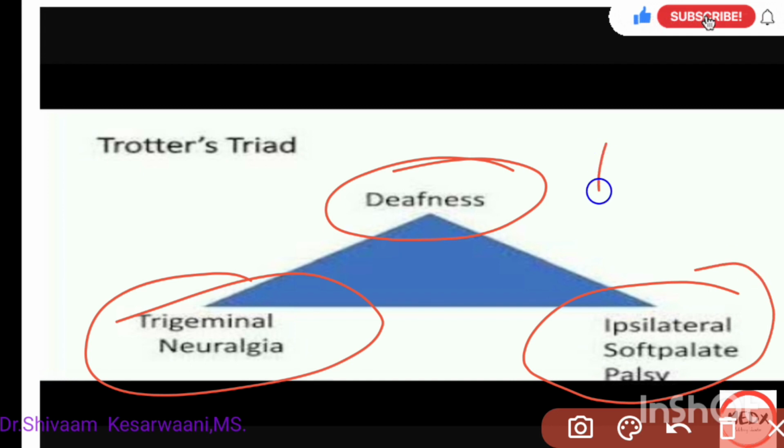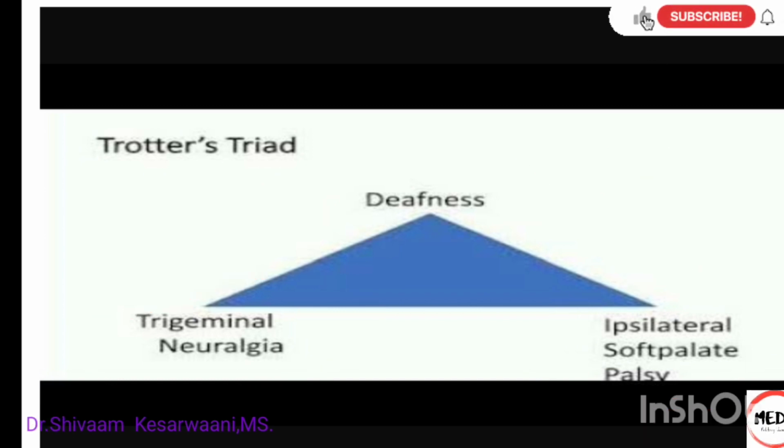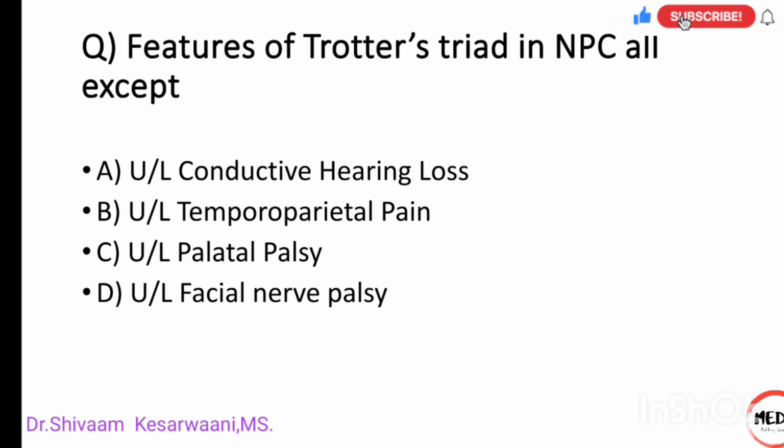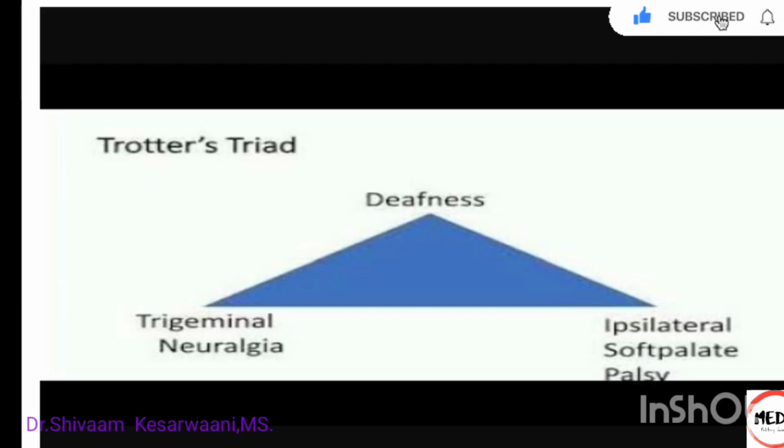Something to note is that it is mostly a unilateral condition, so everything will be seen on the side of the tumor. If it is on the right side, you will get right-sided conductive hearing loss, right-sided trigeminal neuralgia of the fifth cranial nerve, and right-sided soft palatal palsy. So all the things are on one side, right?